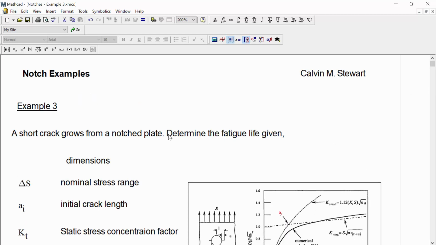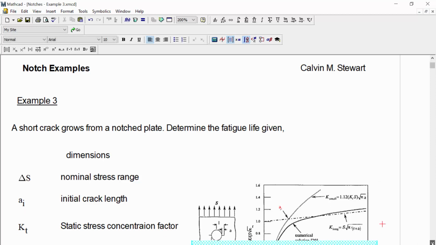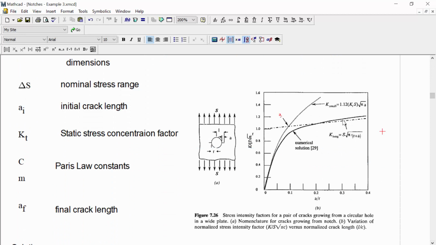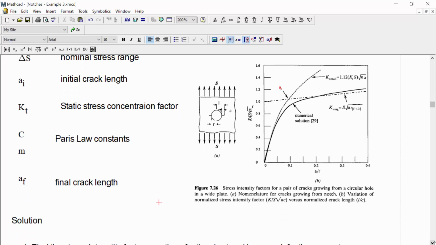Our goal is to determine the fatigue life, and we're going to have to take into account both K small, for when the crack is very short, and the crack growing very long. In order to do that, we're going to need to split the linear elastic fracture mechanics approach into two parts: a part for the short crack up to the transition crack length, and then a portion for the long crack until rupture occurs. So let's go about solving this problem. We're going to solve this one symbolically, so we're not going to actually put numbers in, but we're going to go through the procedure.